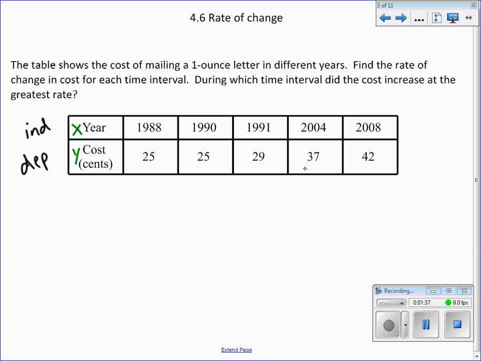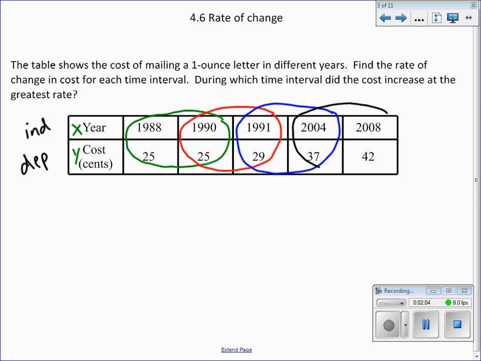Now to find the rate of change, because what they're asking for is which interval did the cost increase the greatest, we're going to find how much it increased between 1988 and 1990. And then between 1990 and 1991. Then between 1991 and 2004. And then finally 2004 and 2008. I'm going to use these different colors to kind of keep it organized.